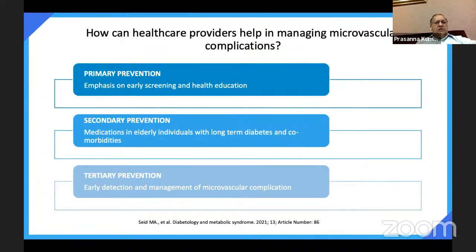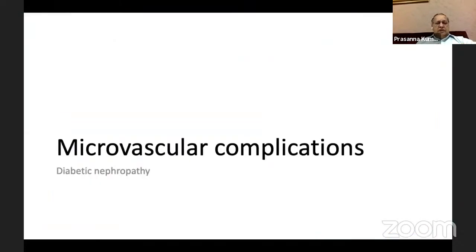As you know, prevention contains 3 steps: primary prevention, secondary prevention, tertiary prevention. Primary prevention is early screening and preventing complications. Secondary one, where medication in elderly with long-term diabetes and comorbidities. Tertiary, early detection and management of microvascular complication, when complications have already happened, then that is rehabilitation.